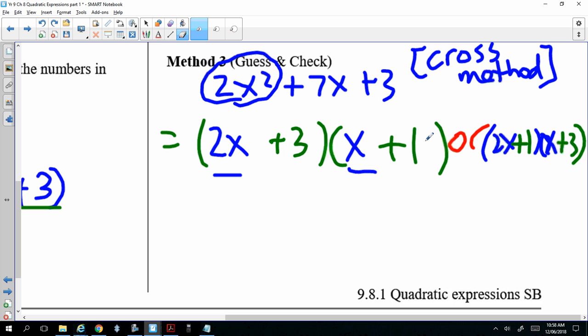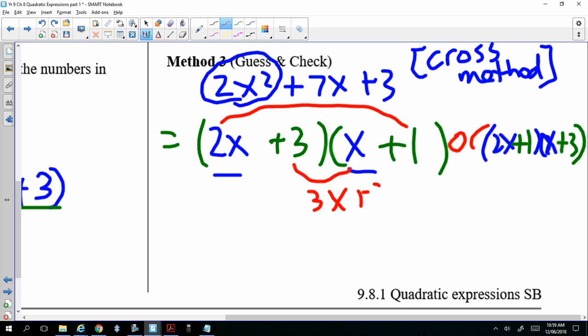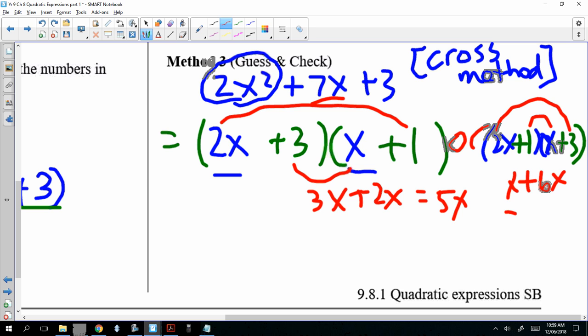Now, which one will be correct? You just have to check it. How do you check? You just go like this. You expand. What's 3x times x? 3x. 2x times 1. Does that give you 7x? No, that must be wrong, right? How about this one? X times 1 is x. 2x times 3 is 6x. What does it give you? So that's the correct one. Does that make sense? So you have to check it. Guess and check. That's why you guess it and check whether it works.